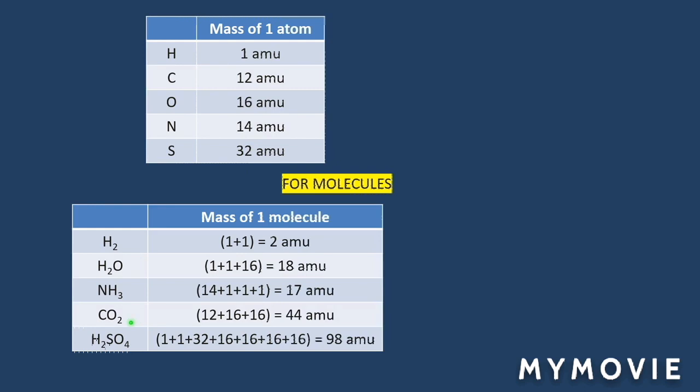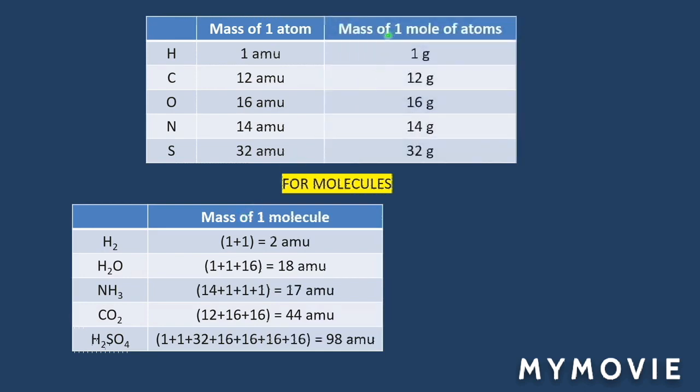One molecule of carbon dioxide is 44 AMU. One molecule of sulfuric acid is 98 AMU. If we have to tell the mass of one mole of atoms or the mass of one mole of molecules, then the same number gets expressed in grams. Example: the mass of 1 mole of hydrogen atoms is 1 gram. Observe, numerically these two are the same, just there is a unit difference.